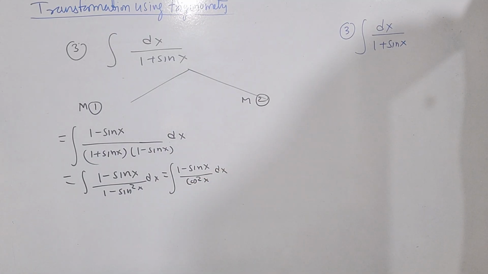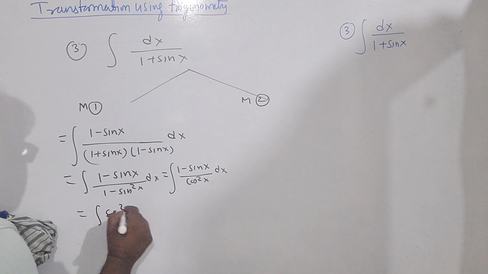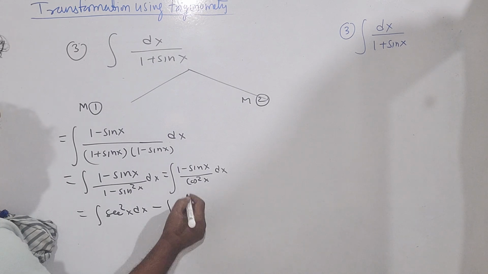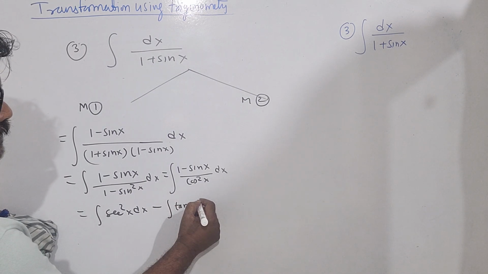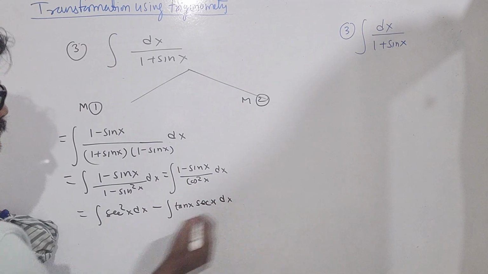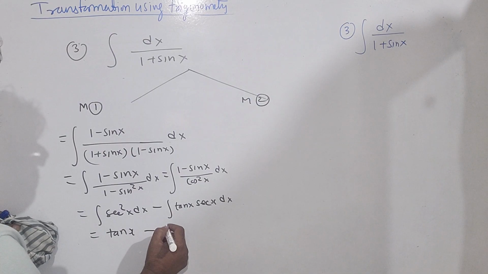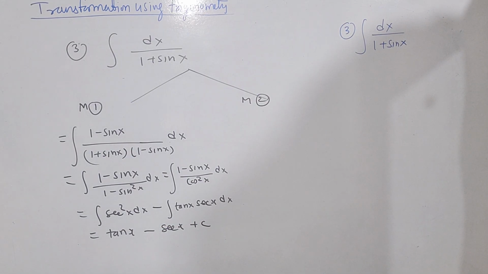Correct till here? 1 upon cos square x, what? sec square x dx, standard form, minus sin by cos square x. So sin by cos becomes tan x and 1 by cos x becomes sec x, which is again a standard form. This is tan x. What is the integral of tan x sec x? It is sec x, and plus c. So tan x minus sec x plus c. Correct? Okay. This first method is over.